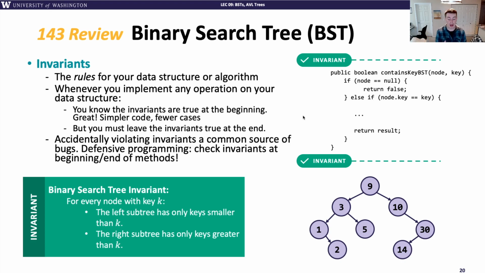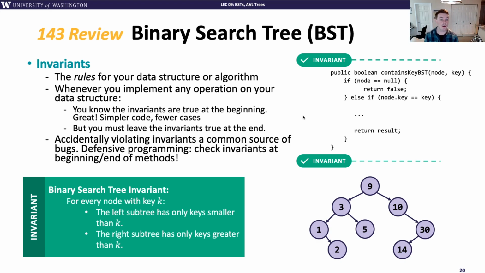It's really helpful if you actually try to codify what your invariants are, so you can easily check them in your code just as a sanity check to make sure everything's working. So the binary search tree invariant is one such that for every node with some value k, the left subtree has only keys smaller than k, and the right subtree only has keys greater than k. This invariant adds a rule on which trees are valid. Binary search trees are a subset of binary trees. There are a lot of binary trees that are not binary search trees.